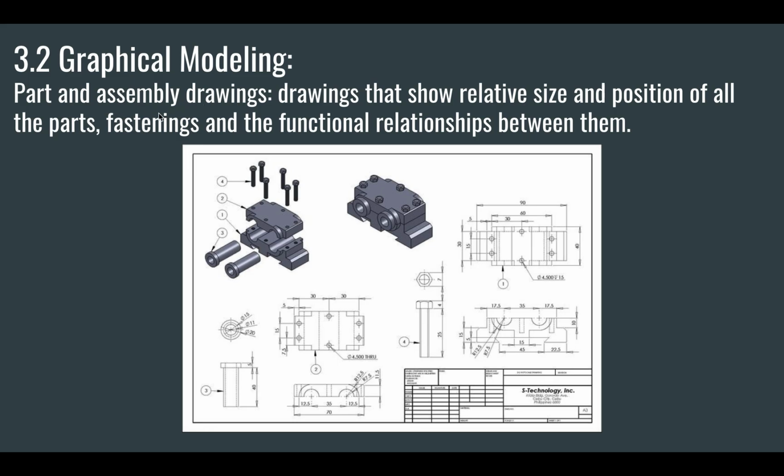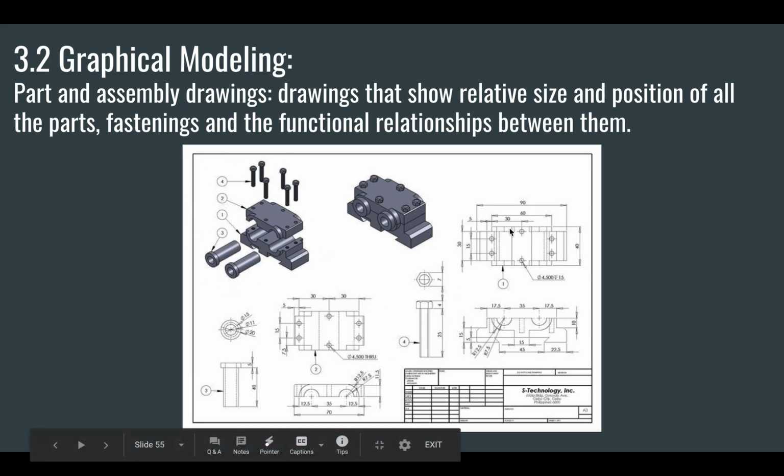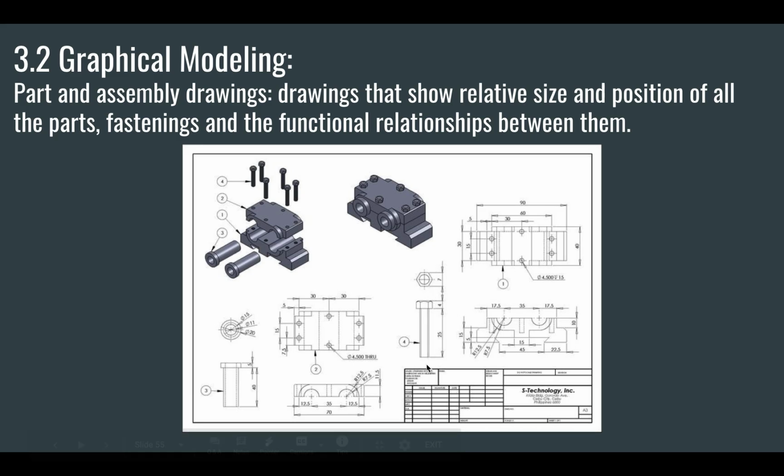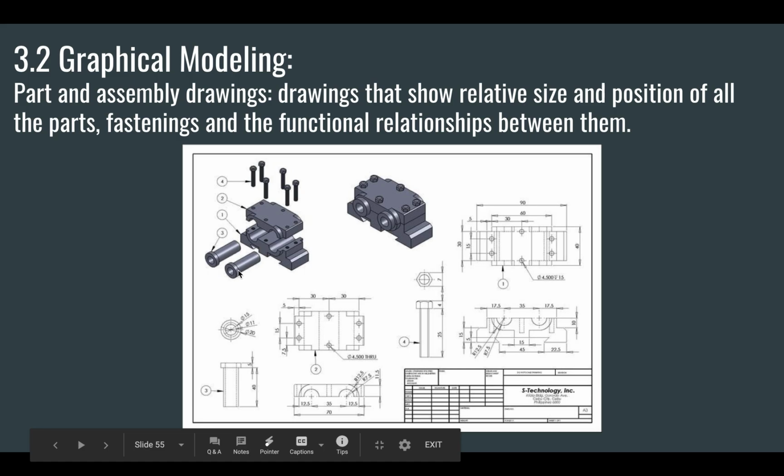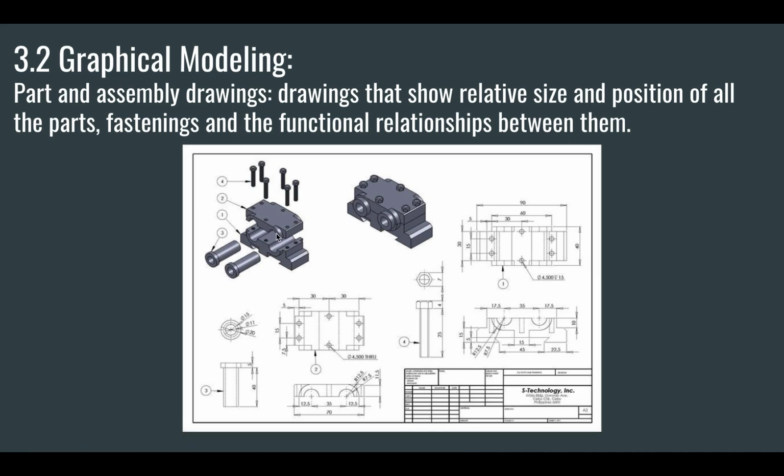All right, let's talk about part and assembly drawings. So this is a part and assembly drawings that we're looking at right here. They show the relative size and positions of parts and fastenings and functional relationships between them. So this would be like an assembly drawing. This is actually an exploded isometric drawing. Okay, and you can see here these are orthographic drawings that actually show the parts. So this is these bolts right here. This is showing this piece right here. This is showing the top view of that. This is showing the side view of the top piece. This is the side view or the front view of this. And this is probably, I guess, the top view of the whole thing assembled. Okay, so this would be an assembly drawing.